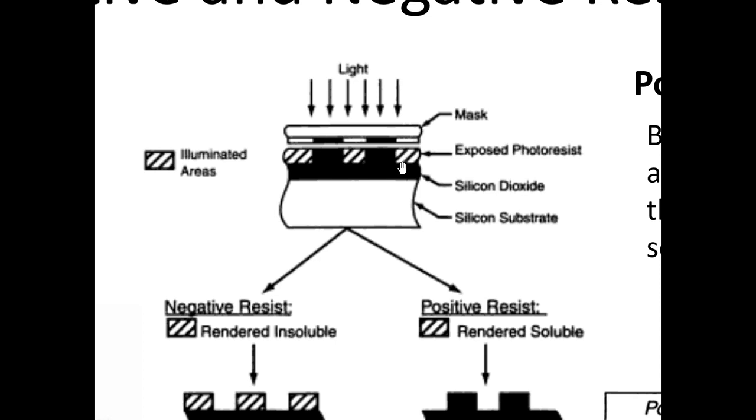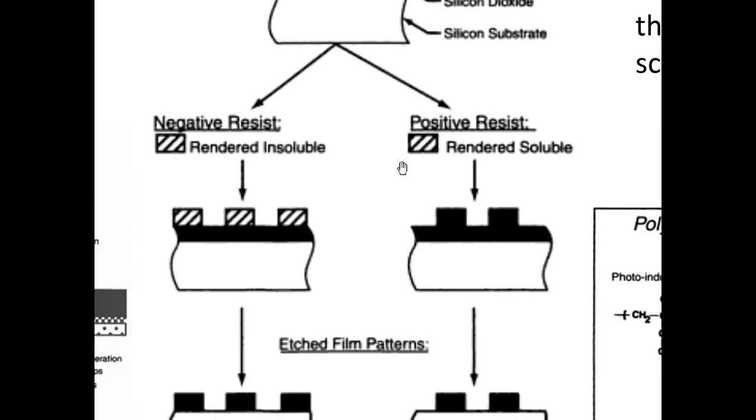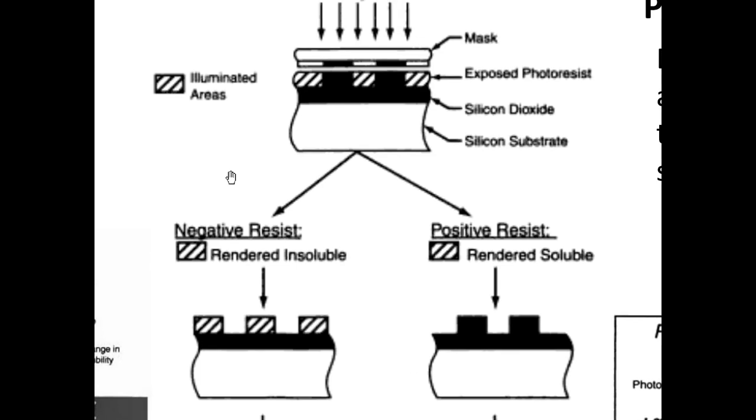Now, there's two things that can happen. If you have a negative photoresist, after you develop it, negative resists are designed in a way that the areas that were exposed become insoluble. So after you expose and you put it in basically a tank full of developer solution, the non-exposed regions will disappear and the exposed regions will become insoluble.